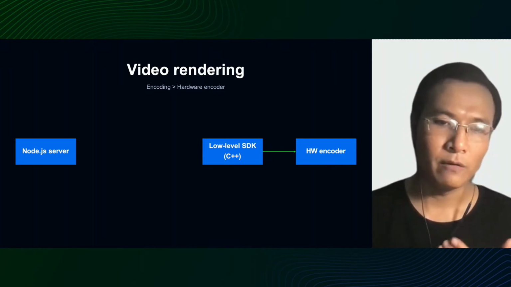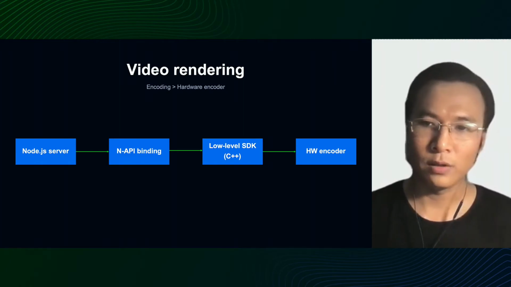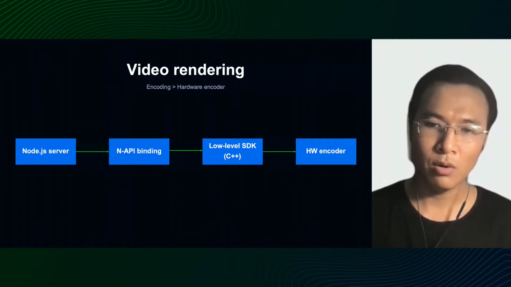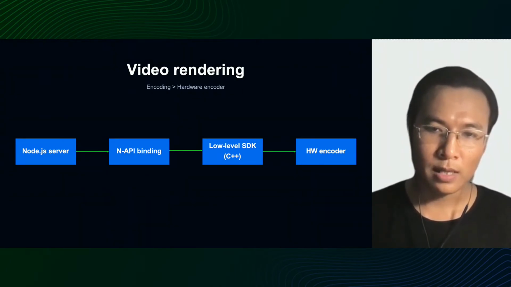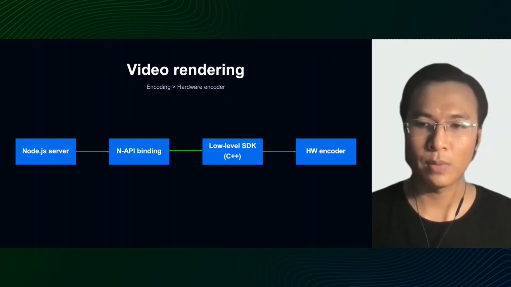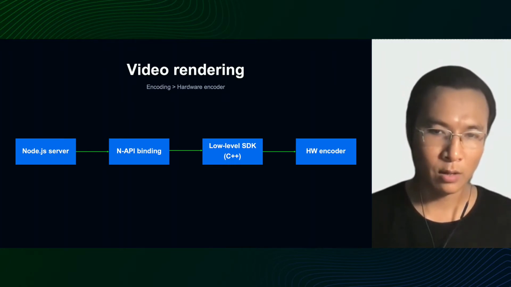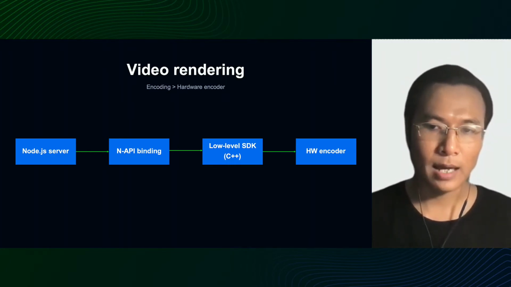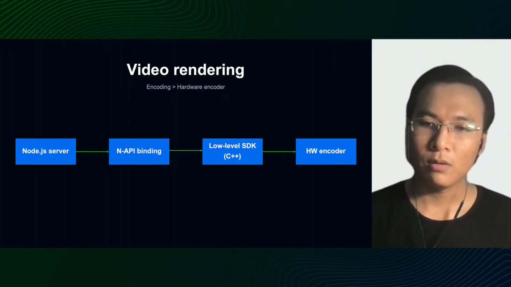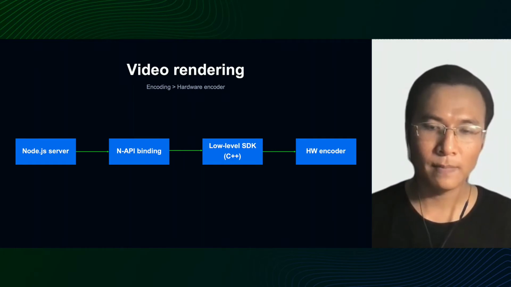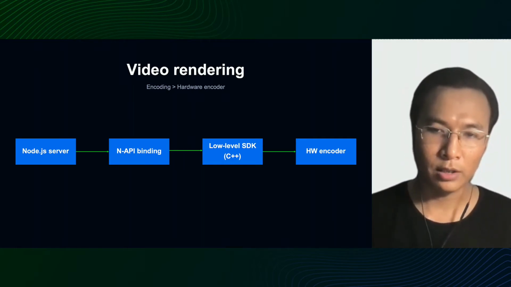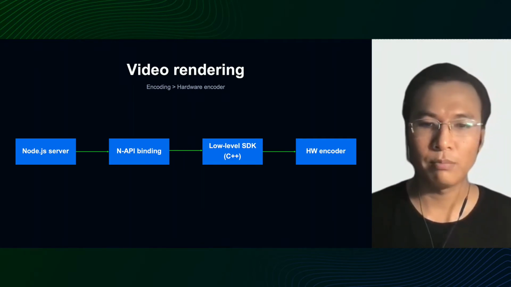Unfortunately, the low-level SDK was written in C++, and our encoding server used Node.js as a runtime environment. This means we cannot use the low-level SDK directly in our code base, and we have to create a Node.js binding library for that SDK. Node.js binding exposes APIs that can be used directly in Node.js. These APIs, in reality, just run C++ code behind the scenes.